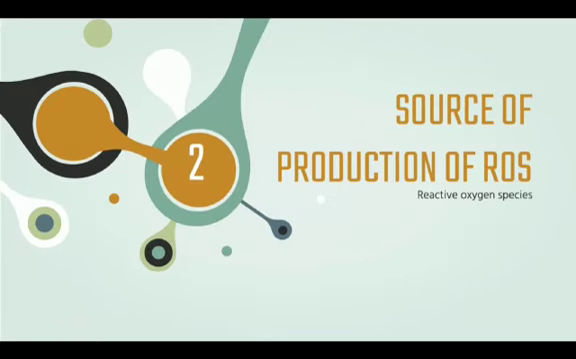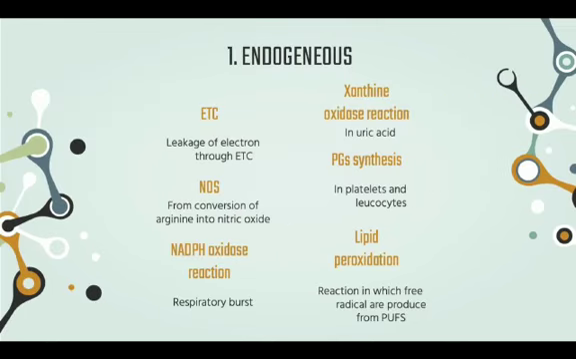Now coming toward the sources, there are a number of sources for the generation of free radicals in our body. Some are endogenous and some are induced by environmental factors. So there are two types of sources for the production of free radicals. The first one is endogenous sources. They are produced in our body through various metabolic reactions, by oxidation.